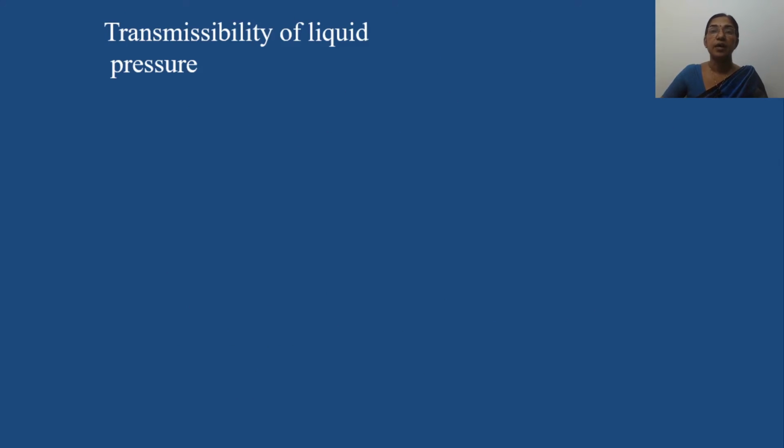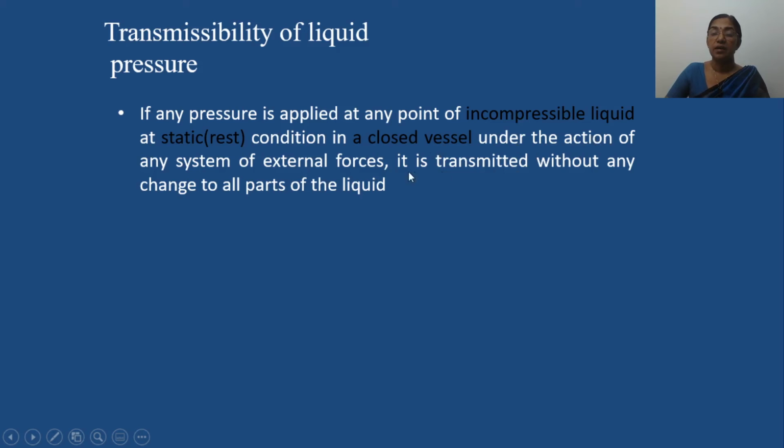Now let us discuss transmissibility of liquid pressure. If you are applying a certain pressure to a point in an incompressible liquid at rest, which is enclosed in a closed container and is under equilibrium condition, it is transmitted to all other parts of this container without any change. That is called transmissibility of liquid pressure. This principle has many applications in the engineering field. To elaborate on this, we can consider an example.